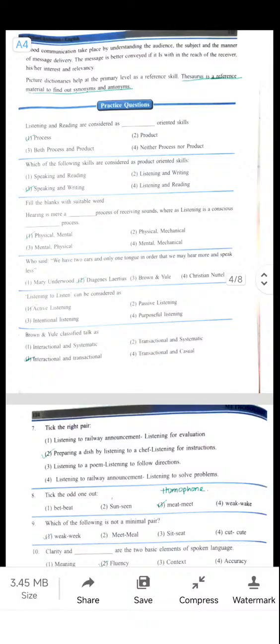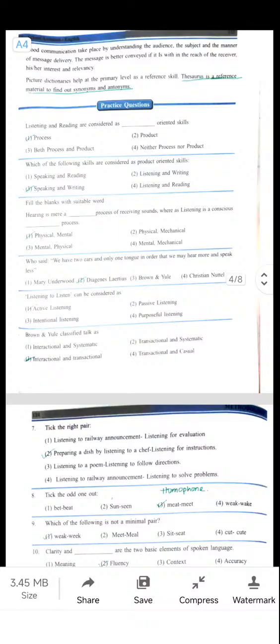The first one: listening and reading are considered as dash-oriented skills. In the starting sense, we discussed that listening and reading are considered processing skills, not a product. So what are the product skills? Speaking and writing are called product skills. So the first answer: listening and reading are considered process-oriented skills.